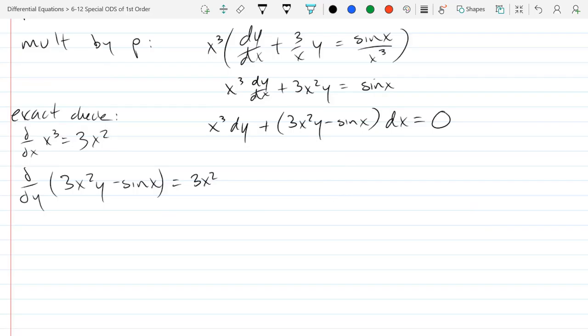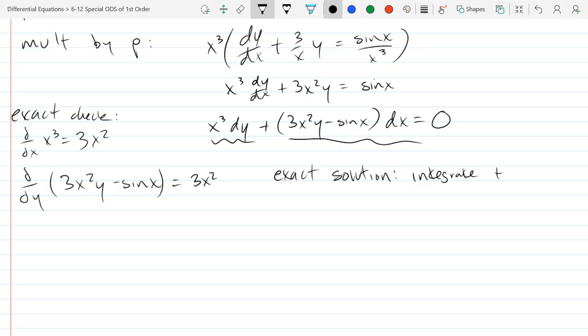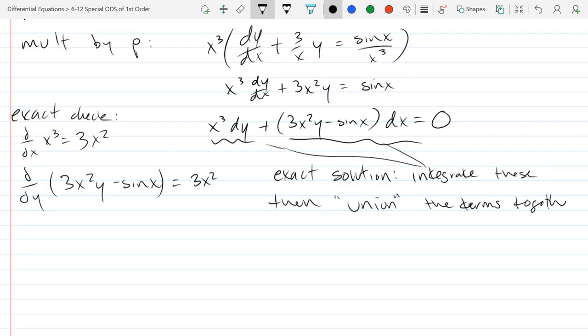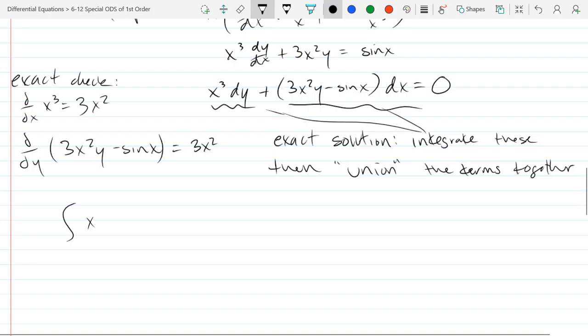The way you solve exact, you basically integrate these separately, then union the terms together. What is the integral of x cubed dy? X cubed y. It's the y antiderivative, so the other part is basically constant.